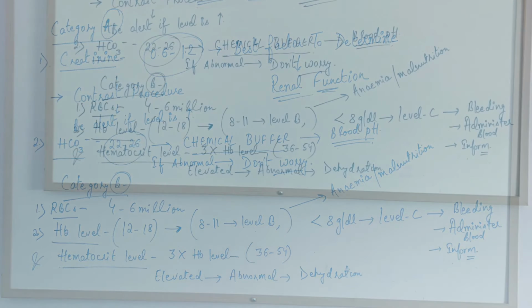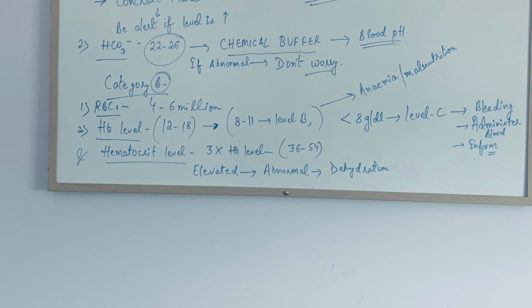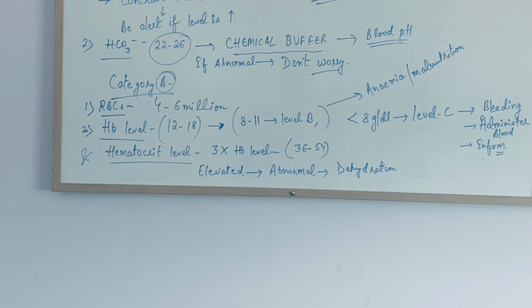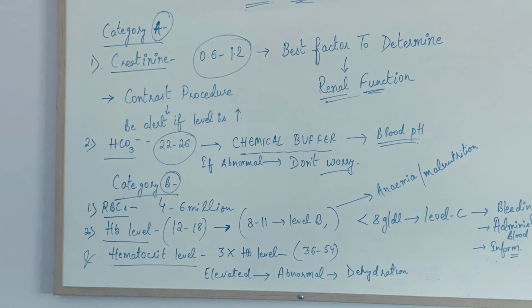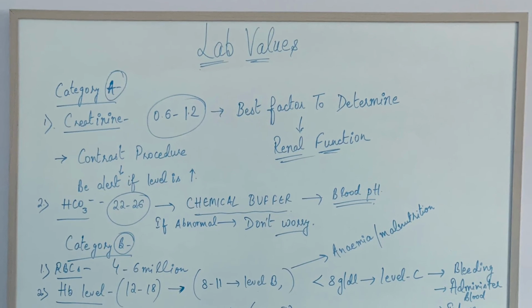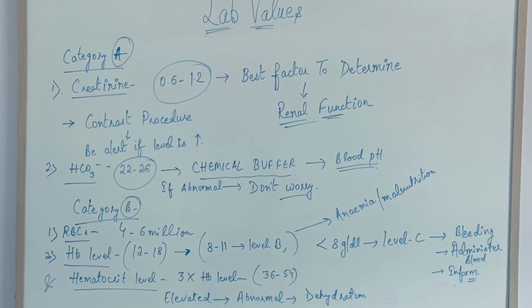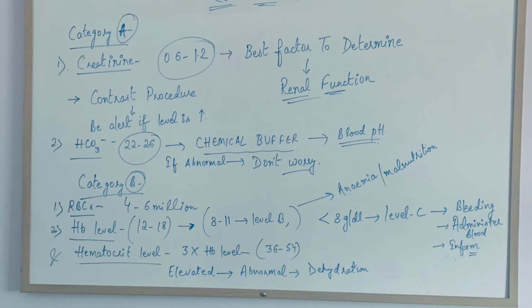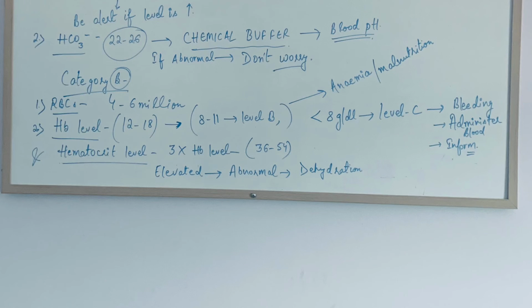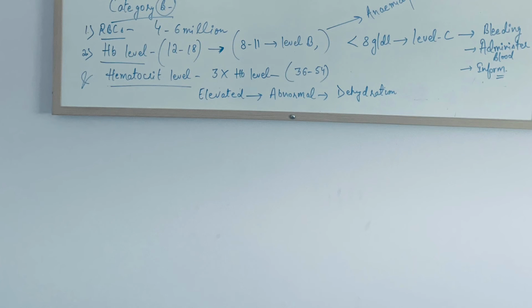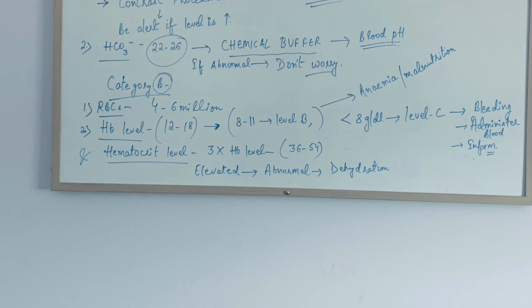Okay, and along with the HB level comes the hematocrit level also. Okay, hematocrit level is generally 3 times the level of HB. So for example, if a patient has an HB level of 12, then the hematocrit level will be 36. Okay, and if the level of HB is elevated, for example more than 18, then it means the hematocrit level is also increased. Okay, it will be more than 54.